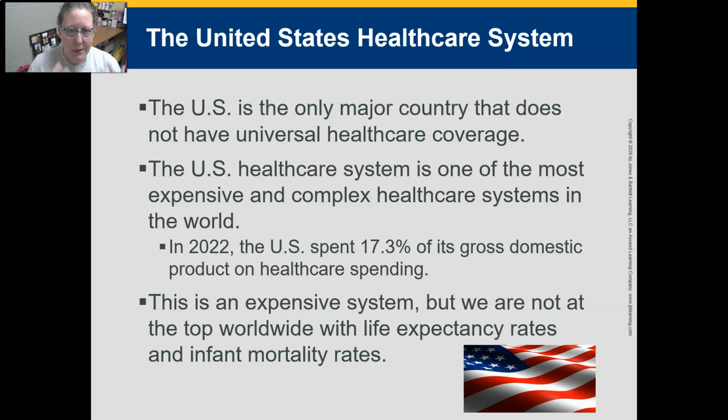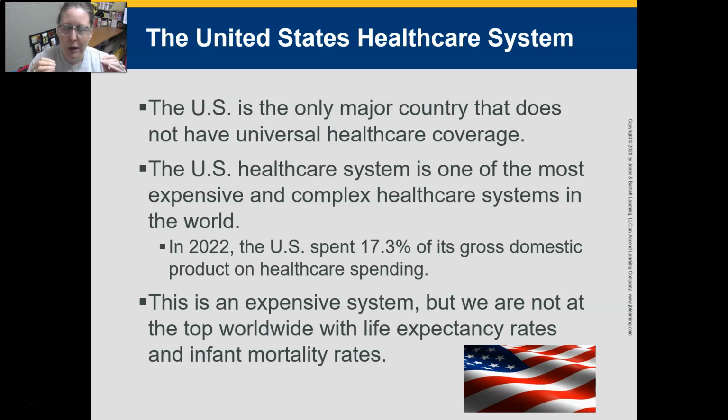So we need to start by saying that the U.S. is the only major country that does not have universal healthcare coverage. Countries all around us and all of the developed countries have universal healthcare coverage. And our system is also one of the most expensive and complex healthcare systems in the world. In 2022, the U.S. spent 17.3% of its gross domestic product on healthcare spending.